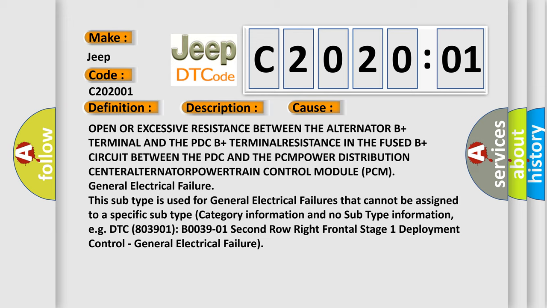This subtype is used for general electrical failures that cannot be assigned to a specific subtype category, with no subtype information, e.g. DTC B00390-01, second row right front stage 1 deployment control, general electrical failure.